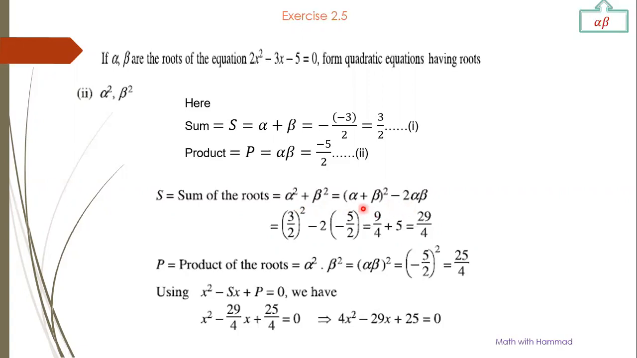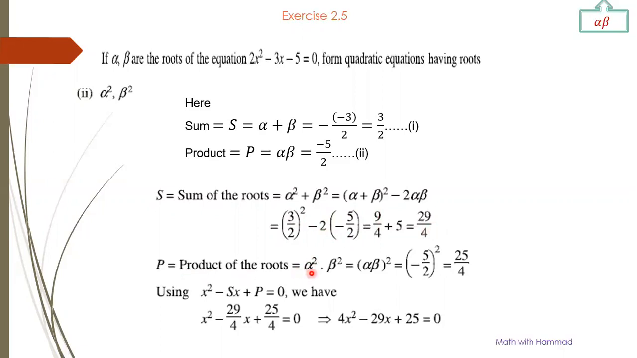Now we have the values of alpha plus beta, that is 3 by 2, and alpha into beta is minus 5 by 2. 3 by 2 whole square minus 2 into minus 5 by 2. 3 by 2 whole square means 9 by 4, and the 2 cancel out. Minus into minus is plus. Answer is 5. After taking the LCM, we have 29 by 4.